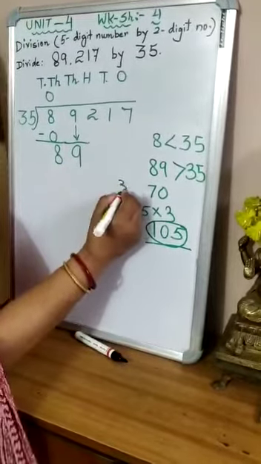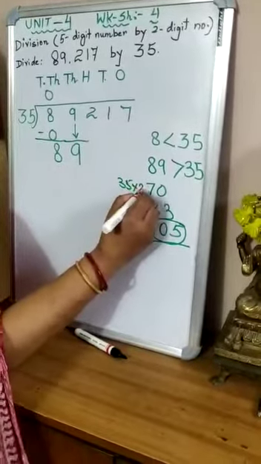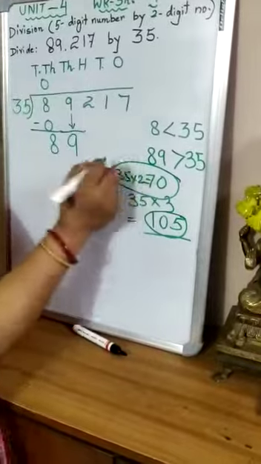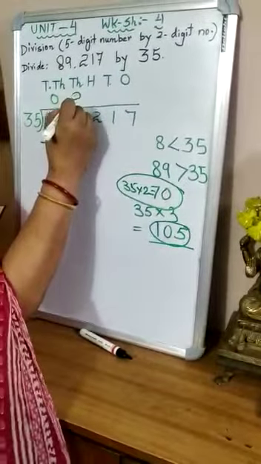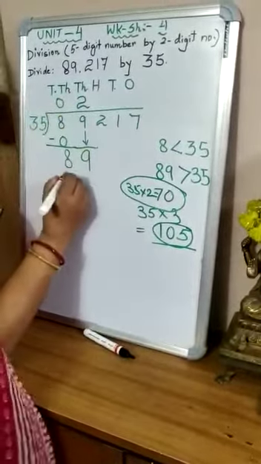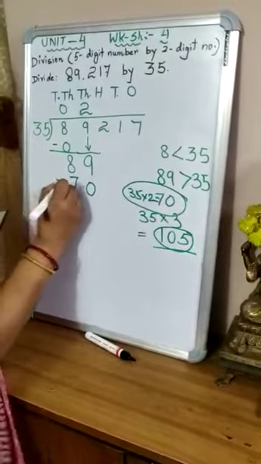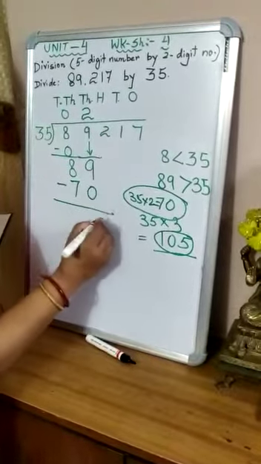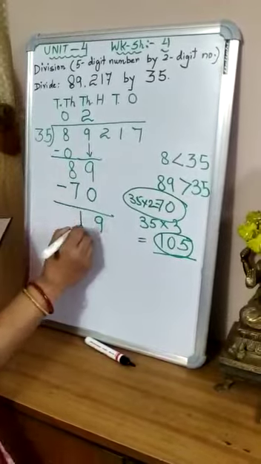So 35 twos are 70, and this 70 will be applicable. I will write 2 in the thousands place. 35 twos are 70. Now I will do the subtraction. 9 minus 0 is 9. 8 minus 7 is 1.